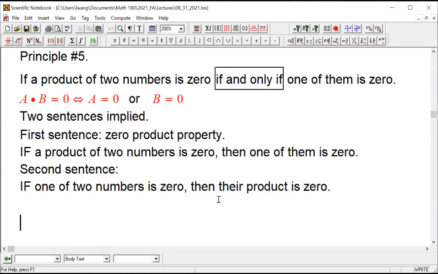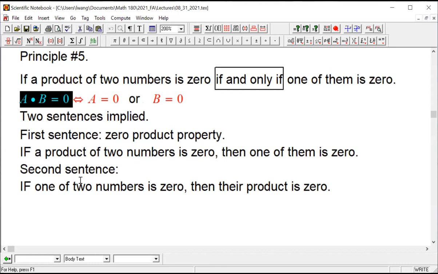But when we put these together, this makes a two-way street. You can go from left to right, right to left. And this kind of situation is rare. For example, in principle number 3 and principle number 4, we didn't state them that way. So "if and only if" implies a two-way street with arrows in both directions: if this is the condition, then that is the conclusion, and vice versa.